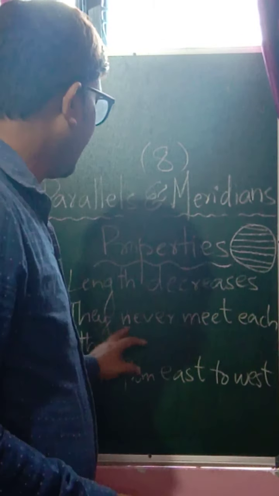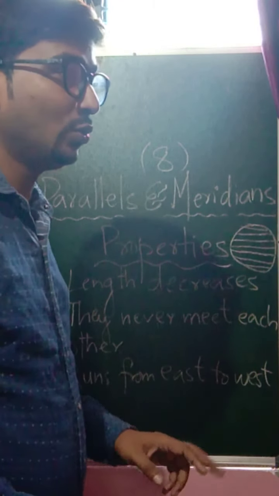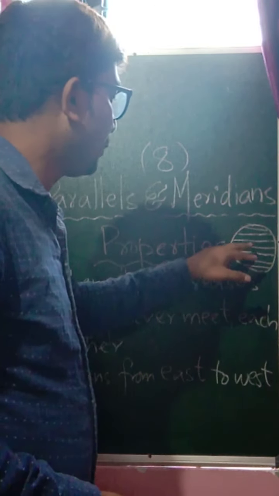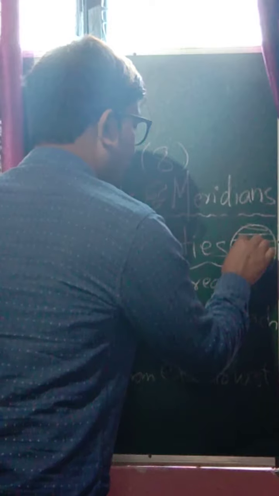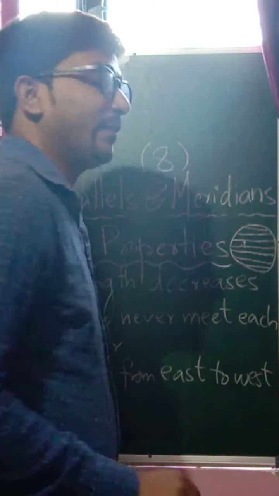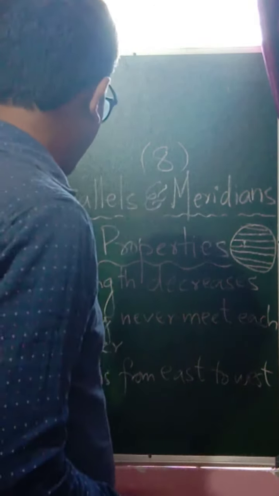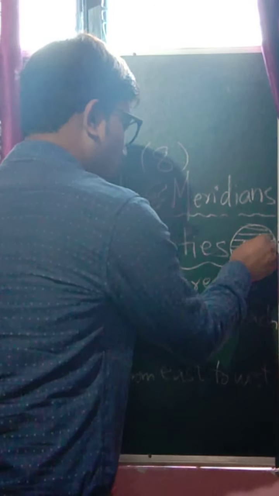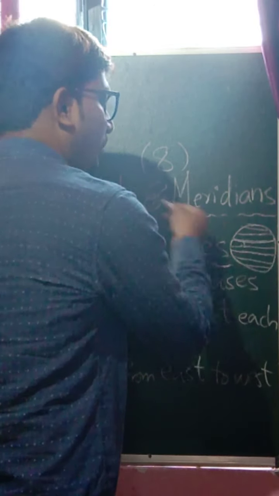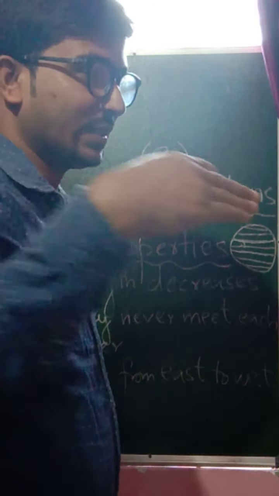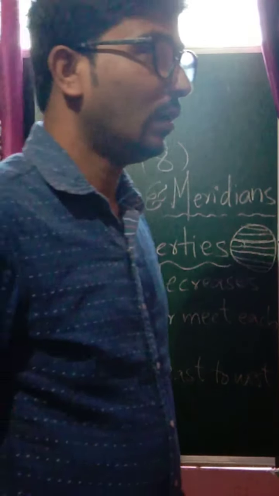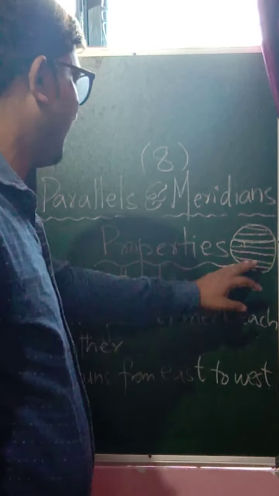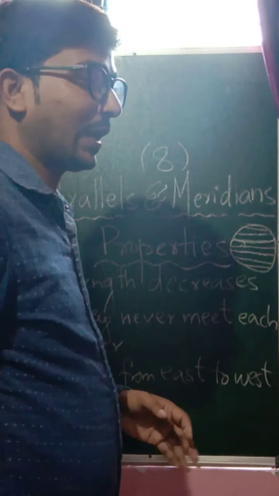The second property is that they never meet each other. As I told you, each and every line is parallel to the others, so two different lines never meet each other. The third is that they run from east to west. This is the direction of the line, running from east to west, straight and flat. So these three are the important properties of the latitudes, or lines of latitude.